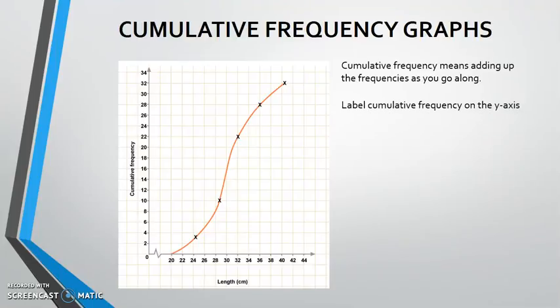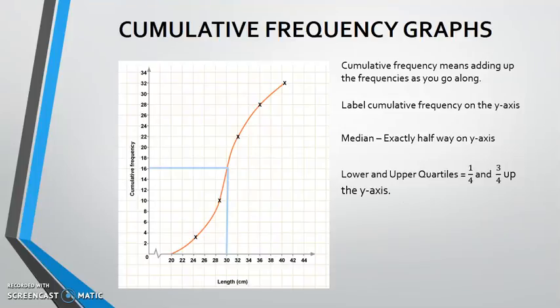You always label the cumulative frequency on the y-axis, like the example below. You will have a median value which is exactly halfway up the y-axis between the extreme values that you're given, and in this case it's between 0 and 32. So exactly halfway between 0 and 32 is 16. So your median would be at 30, okay?